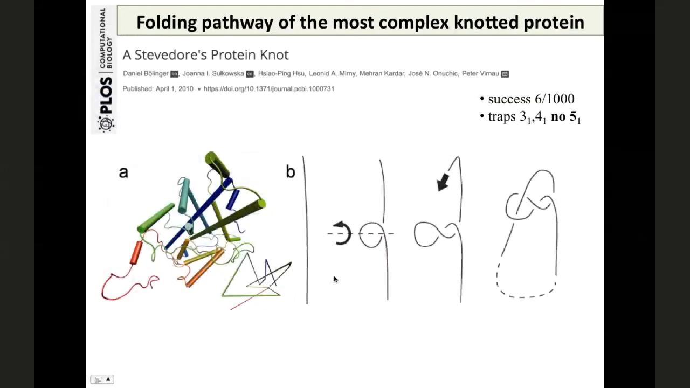However, surprisingly, with Peter Virnau, we found that we can use exactly the same pathway to fold the biggest, this time, knotted protein with the 6-1 knot, just as was suggested as well by Taylor: making a twisted loop and then dragging one of the termini in the slipknot conformation. So we can fold this protein. However, this is also a very small number.